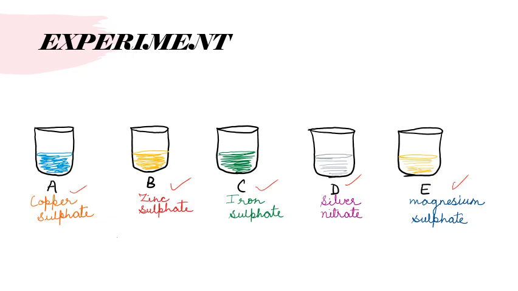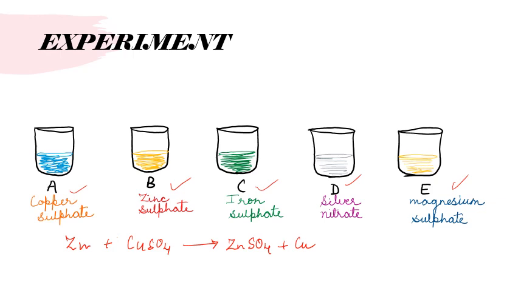When zinc metal is added into copper sulfate solution, it displaces copper to form zinc sulfate. Zinc reacts with copper sulfate solution and displaces copper, being less reactive than zinc, and forms zinc sulfate solution. And the copper which is released after this displacement reaction gets deposited at the bottom of the test tube.